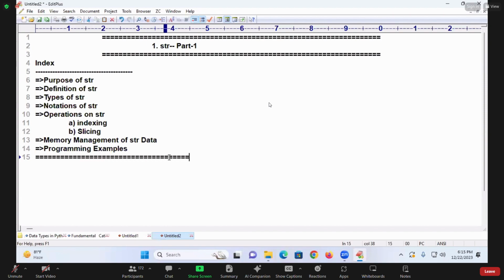So let us start understanding str part 1 now. What is this str? What is the definition of str? I'm going to start, students.